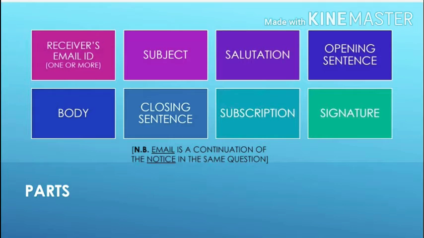The fourth, fifth, and sixth parts taken together make the body of the email. However, the opening sentence and the closing sentence carry separate marks. The seventh part is the subscription, and the last part is the signature of the sender. Remember that the notice and email are interconnected according to the ICSE format of question.